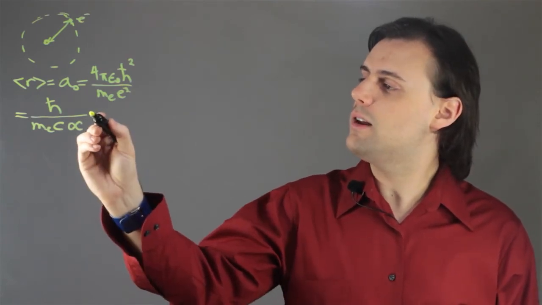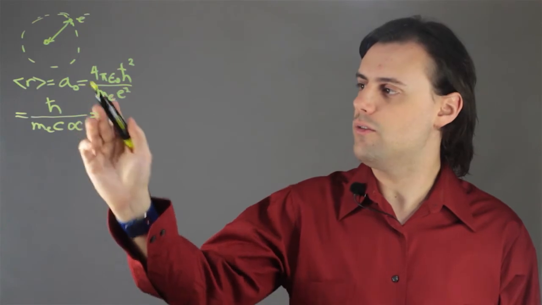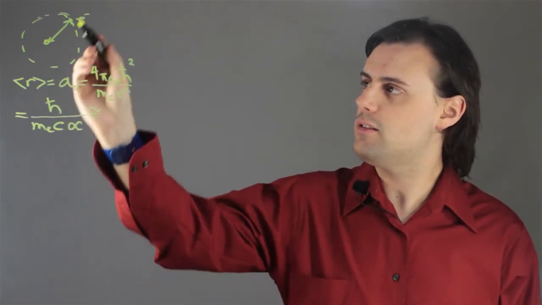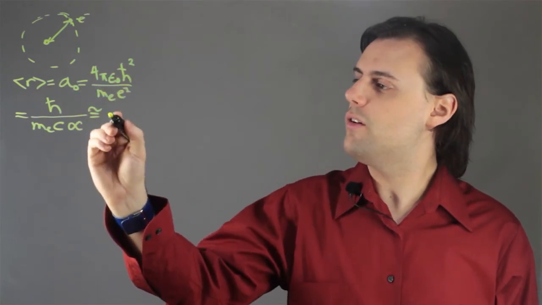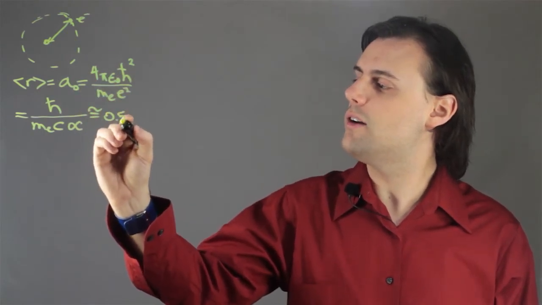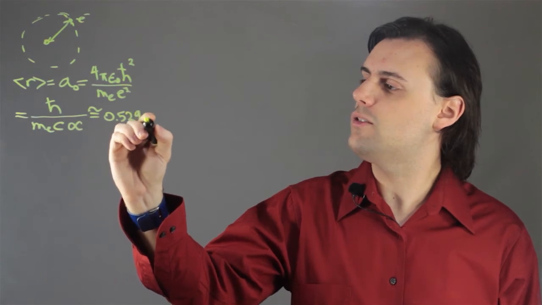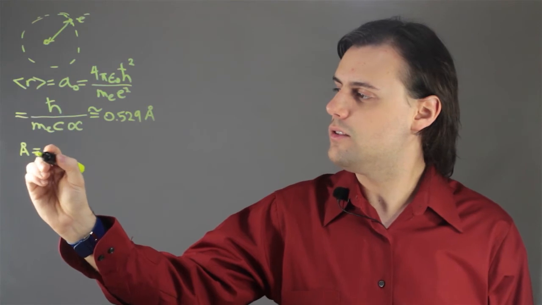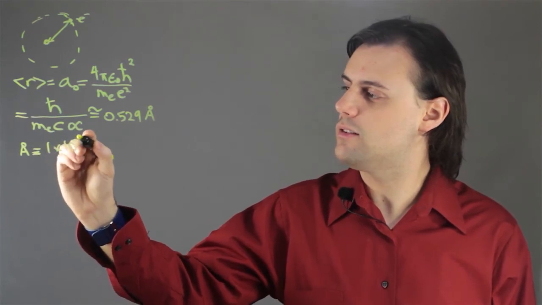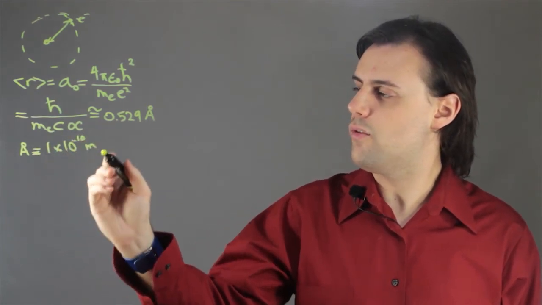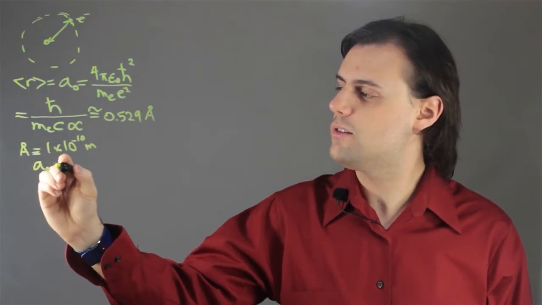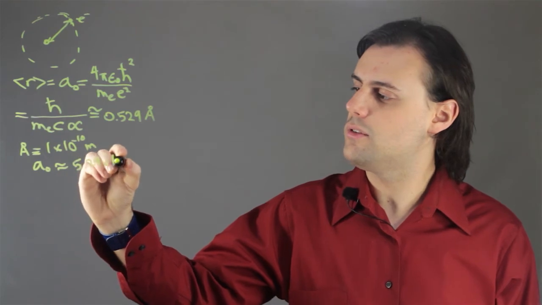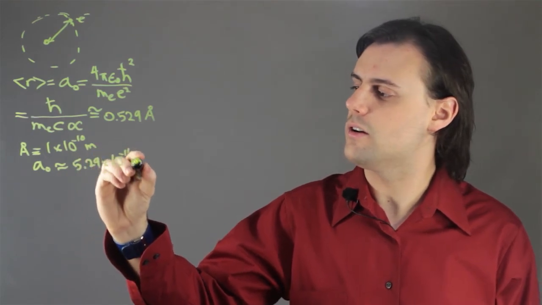And if you plug in the experimental values of all of these fundamental constants, you get an average radius, a Bohr radius, of approximately 0.529 angstroms, where an angstrom is defined as 1 times 10 to the minus 10 meters. Therefore, we have the Bohr radius is approximately equal to 5.29 times 10 to the minus 11 meters.